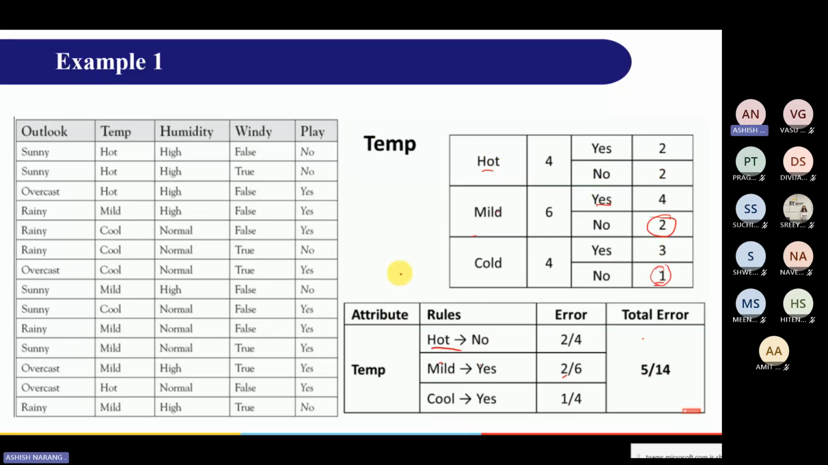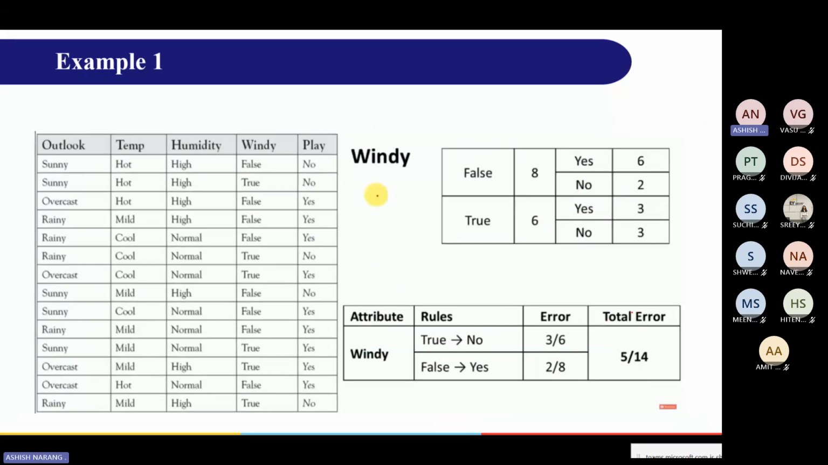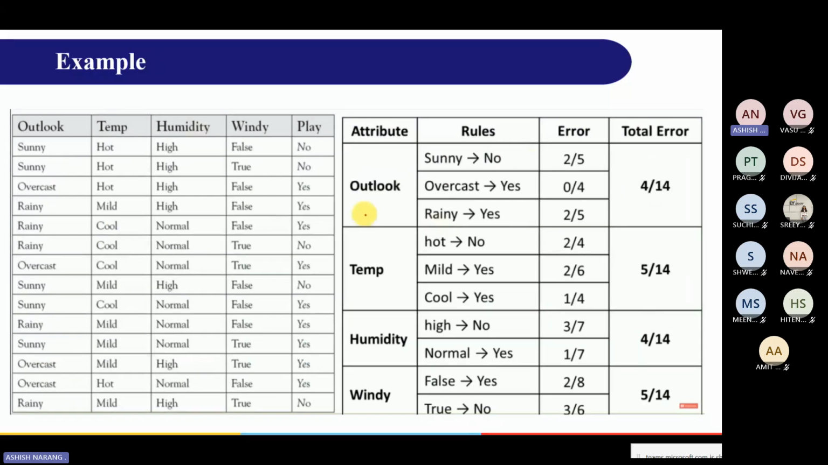So total 5/14. And if you look at humidity, again I'm getting 4/14. And if you look at windy, again I'm getting 5/14. Now these are the errors that I'm getting. Now we can pick the minimum error, but you can see there is a tie between humidity and outlook. What should I do now?